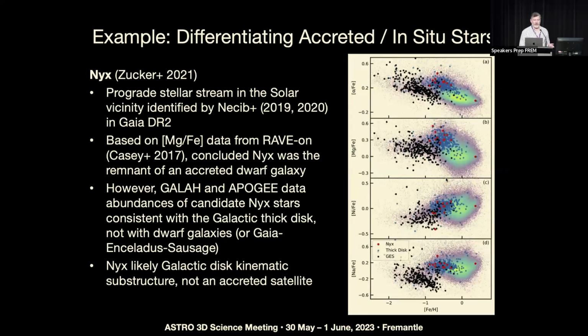Another example would be trying to differentiate between accreted and in situ stars. In situ meaning that they formed in the galaxy, accreted meaning they formed out there and came in. You know, they came from outer space. So there was a prograde stellar stream in the solar vicinity, so near us, identified by Necib et al. And this was in Nature Astronomy.